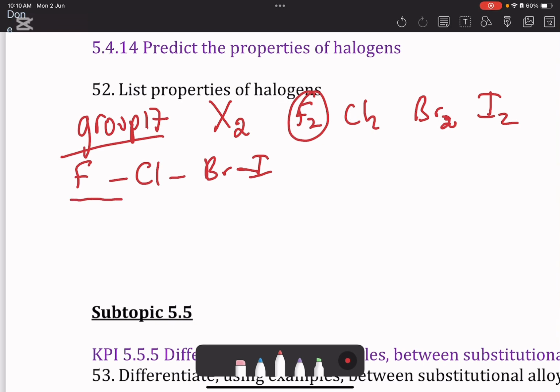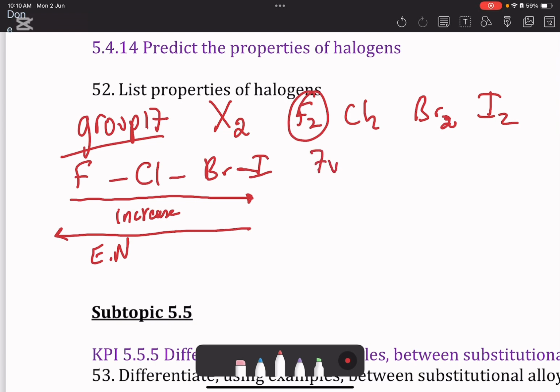Now, as I go down the group, the size of the atomic radius increases. And as I go down, the electronegativity decreases; as I go up, the electronegativity increases. They all have 7 valence electrons, 2 electrons in the s and 5 electrons in the p orbitals. And most of them, the oxidation state of F, Cl, Br, and I in ionic compounds is -1. However, in other compounds, F is always -1, but Cl, Br, and I could change.